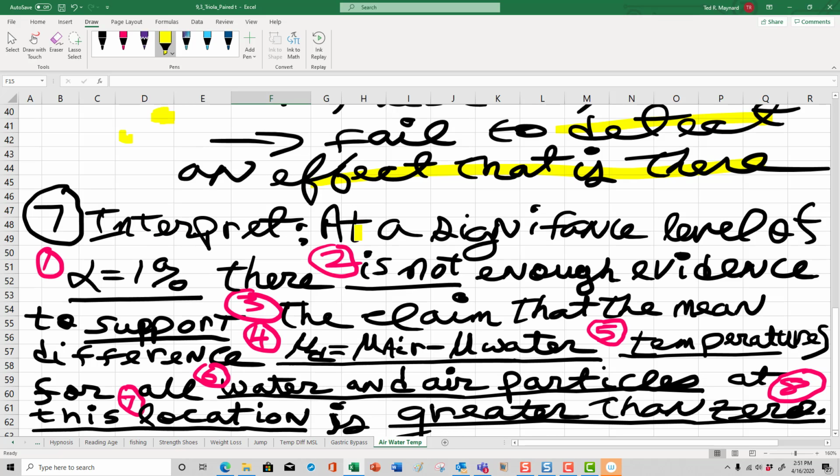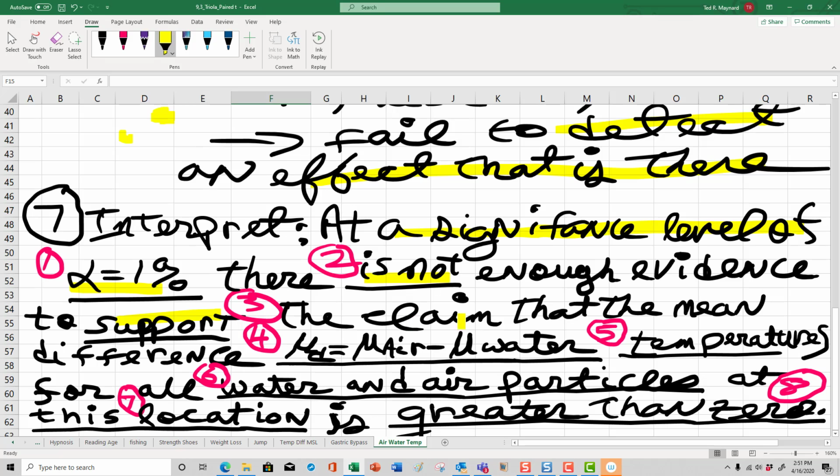There are 8 things that you should touch on to be complete. 1: At a significance level of alpha is 1%. So you always state what it is in words and then provide the symbol. 2: There either is or is not enough evidence. If you fail to reject, there's not enough evidence. So is not enough evidence. 3 is reject or support. If the claim is the null, then the word is reject. In this case, the claim is the alternate, so the word is support.